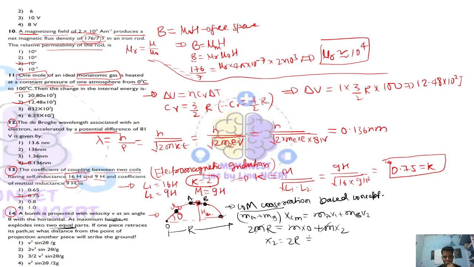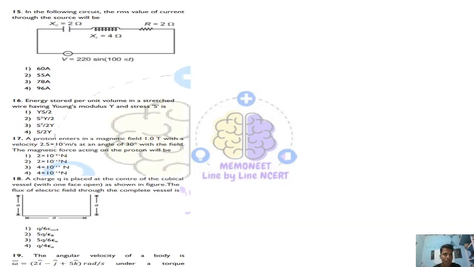And you know the formula of R. R is simply u square sine 2 theta by g. By putting it here, v square sine 2 theta upon g, we get 2v square sine 2 theta upon g. Option second will be the correct answer. Now moving to the next question. I hope you understand this solution.